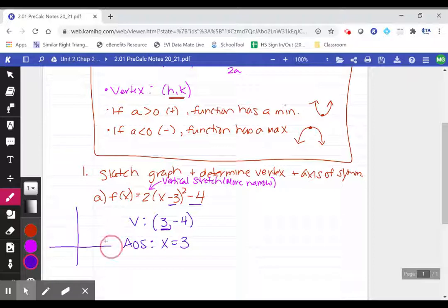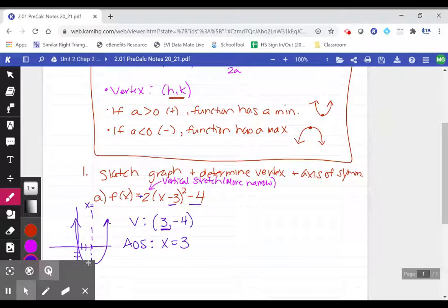Well, when you graph this, you're taking the parent function y equals x squared, moving it over right 3 and down 4. So that's your vertex. We know it's positive out in the front. It's +2, so it's going to be happy. It opens up. Your axis of symmetry is the line of symmetry that goes through the middle of the curve. It always passes through the vertex. A vertical line will always have the equation x equals a number, whatever number it's passing through. In this case, it's always going to pass through the x coordinate of your vertex. So x equals your h, or in this case, x equals 3.